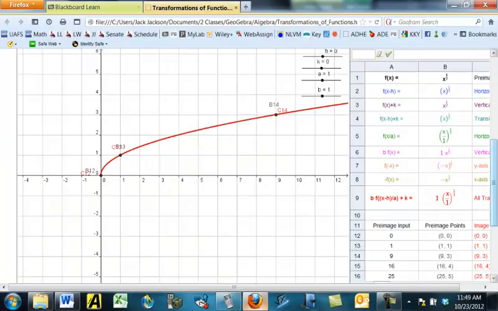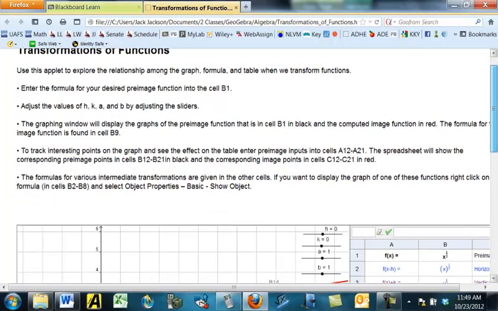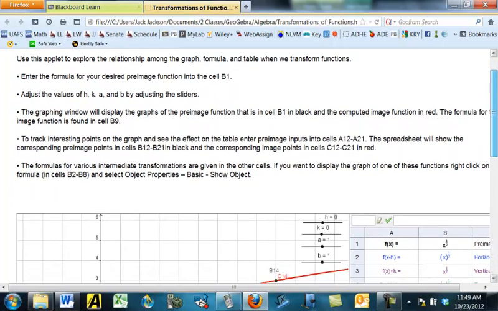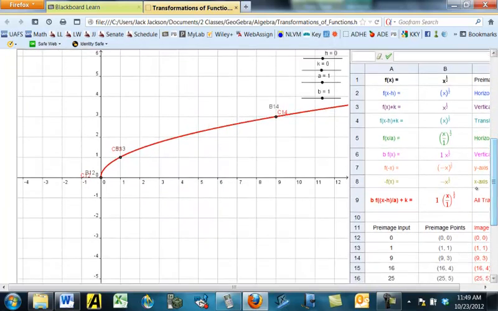I also want to look at this. This is a GeoGebra sketch that I put together. This is an exploration that's in Blackboard posted for you. And in this particular sketch, you can type in a formula in this box here, B1. This is in the directions.